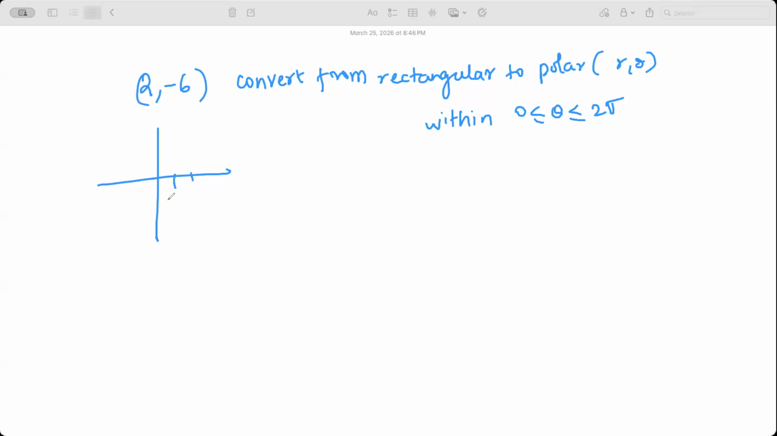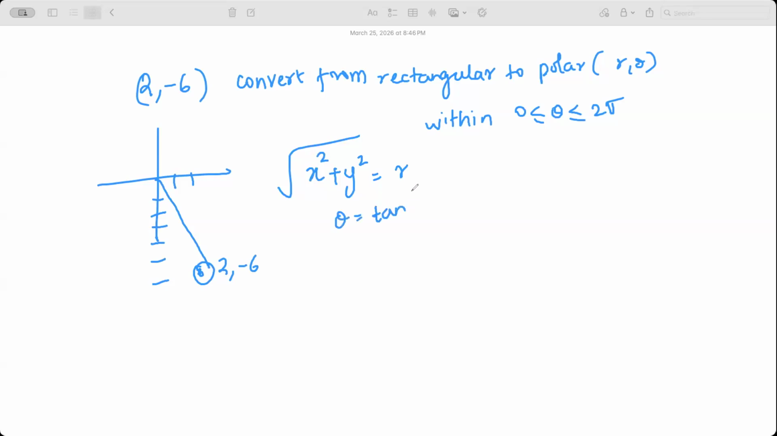Please find the quadrant first. 2 comma minus 6 is in here. Remember which quadrant you are in, and after that do all this, x square plus y square. So r will be equal to that, and theta will be equal to tan inverse of minus 6 by 2, which is tan inverse of minus 3. I'm going to wait for your answers, guys.